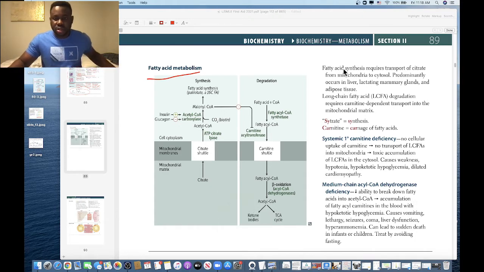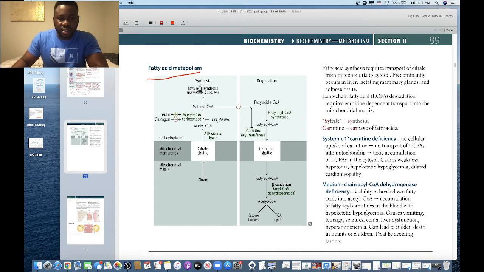Good. So now, this fatty acid metabolism has been simplified here. We can see there's a synthesis pathway, and then this is the degradation pathway.